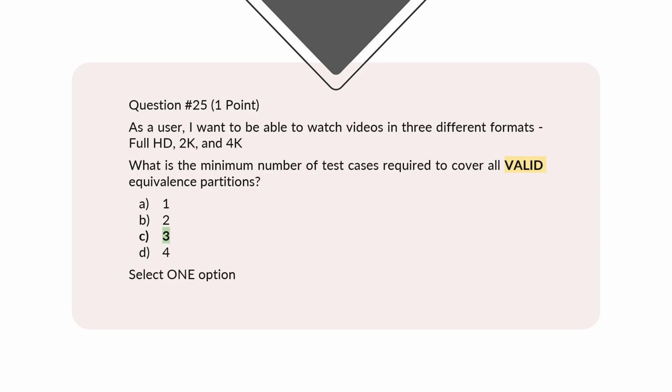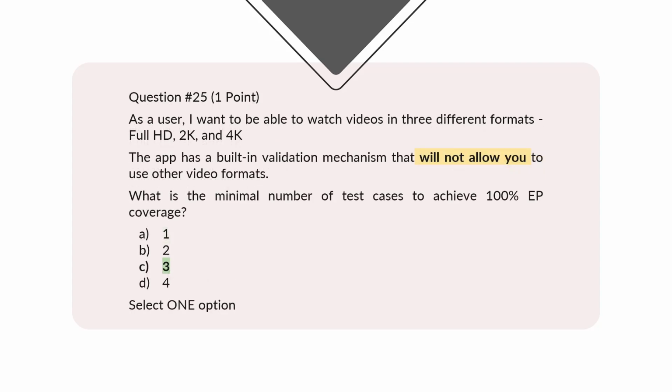That is, we will not need to determine invalid partitions at all. Another example of restricting to only valid partitions can be more creative. The question may describe some kind of limitation, and this is always done with a certain purpose, so these clarifications cannot be ignored. For example, the question may contain this kind of sentence. The app has a built-in validation mechanism that will not allow you to use other video formats, which means the same. We don't need to determine invalid partitions at all.